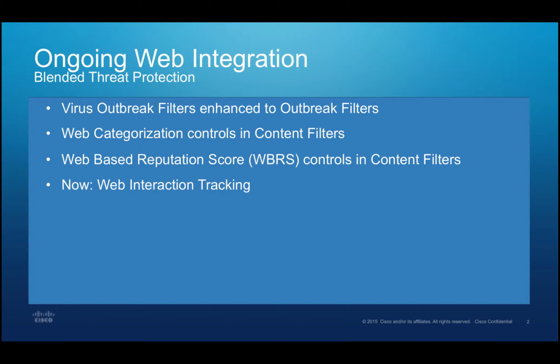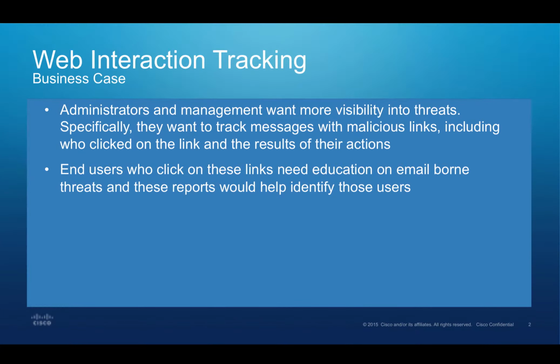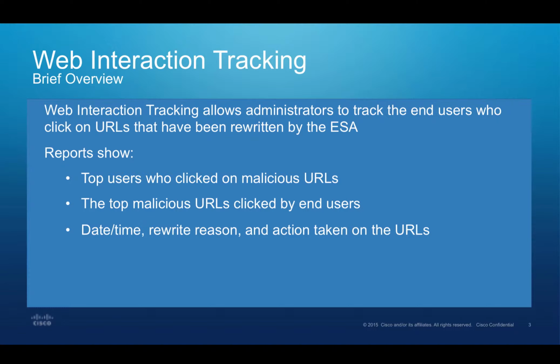In the past, we have updated our outbreak filters to now support URL-based outbreaks. We've also enhanced and added web categorization and reputation to our technology. What we're now doing is filling out the reporting. So in this release, we're giving the technology and the feature to allow our administrators and management to actually see the closed loop of who actually clicked on malicious links and what was the final outcome. We can now track back to see who those problem users are.